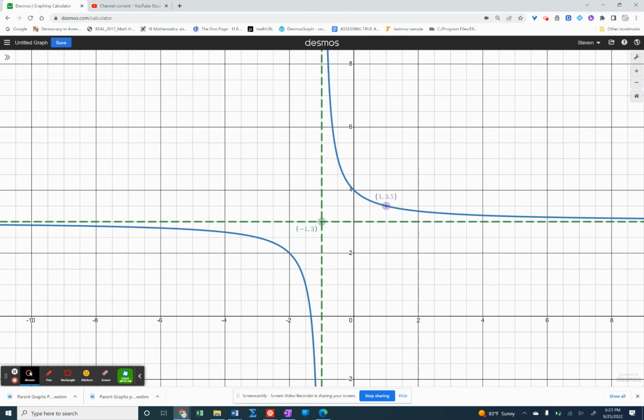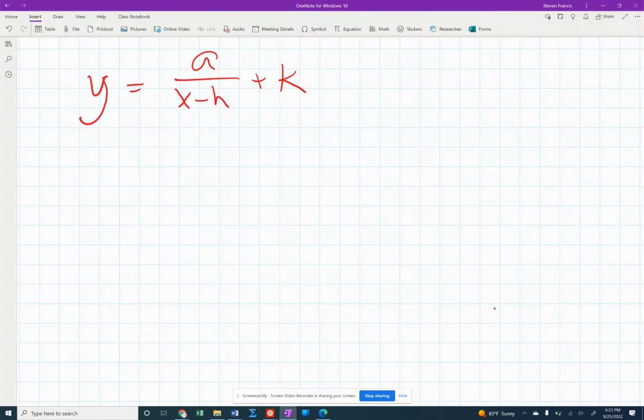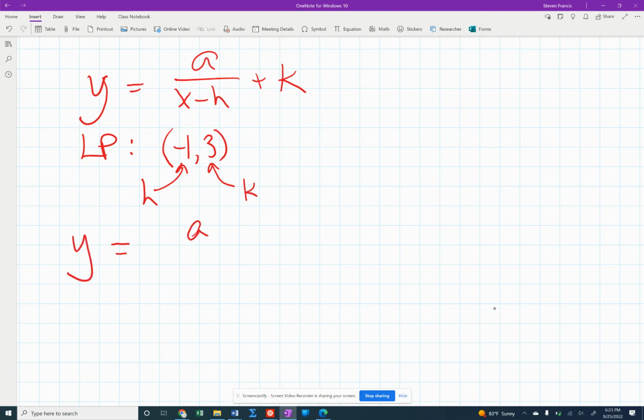Now, the location of the two asymptotes: you can see the point right here where the two asymptotes intersect is at -1, 3. And so -1, 3 is our locator point. I'll put it as LP, which tells me that this value here is h and this value here is k. So I know my equation is going to look like y equals a over x minus h, and we're subtracting the negative, so it's going to become the opposite. So it's going to be x plus 1, and then plus 3.